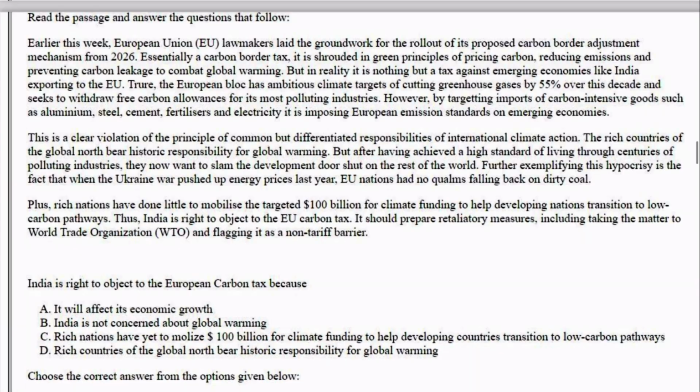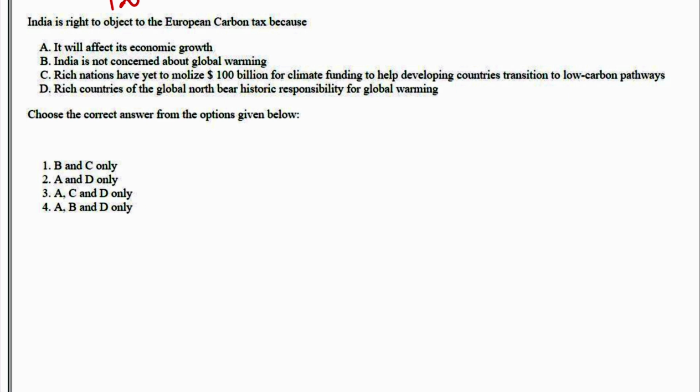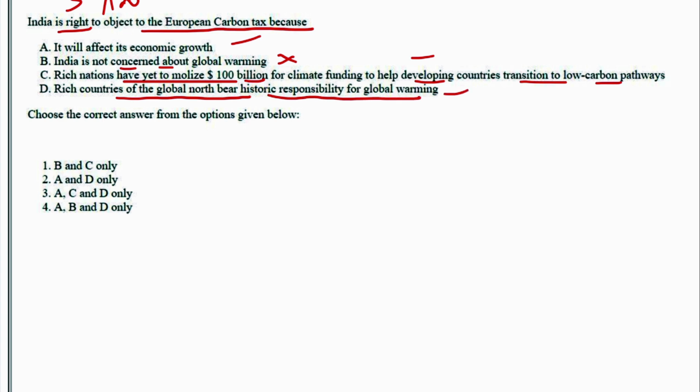Next is 100. Same paragraph. Question number 100. You can say the 50th question of this paper A, general paper. India is right to object to European carbon tax because it will affect its economic growth. Yes, obviously. India is not concerned about global warming. Wrong. Rich nations have yet to mobilize 100 billion for climate funding to help developing countries transition to low carbon pathways. This is correct. Rich countries of the global north bear historic responsibility for global warming. Yes, it is correct. So A, C and D are correct.